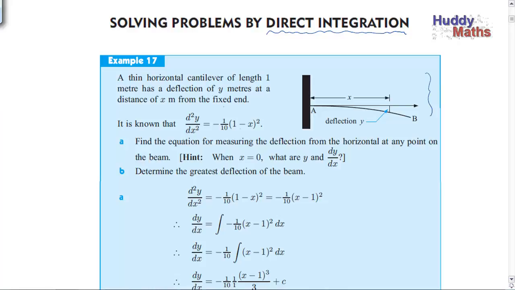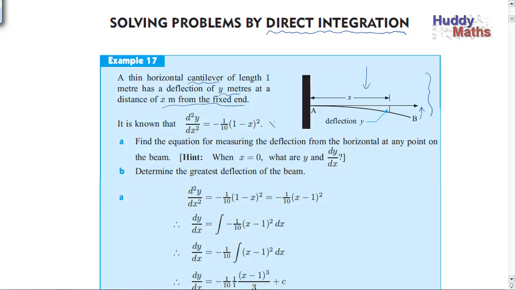Okay, so here's the one we were speaking of. A thin horizontal cantilever. A lever here that is going to go up and down. It can go up and down. It has a deflection of y meters at a distance of x meters from the fixed end. So get your head around that. Make sure the diagram has all that information on it, and I think it does.